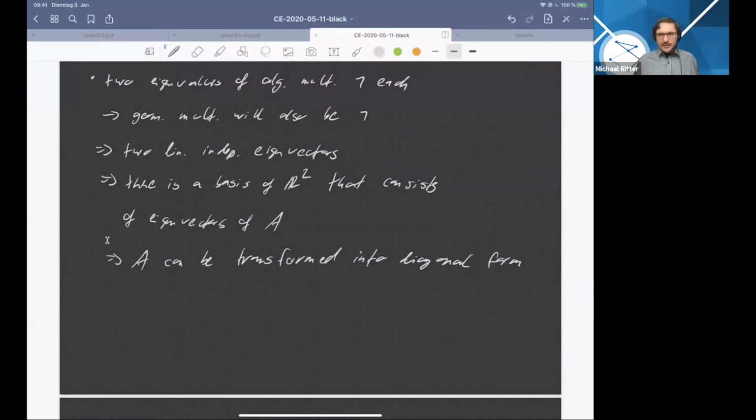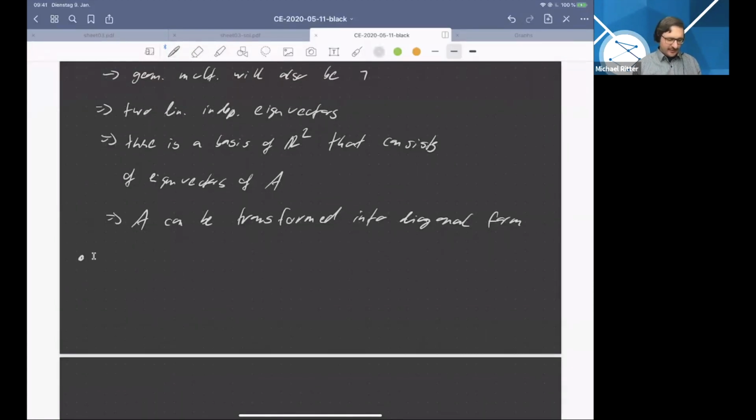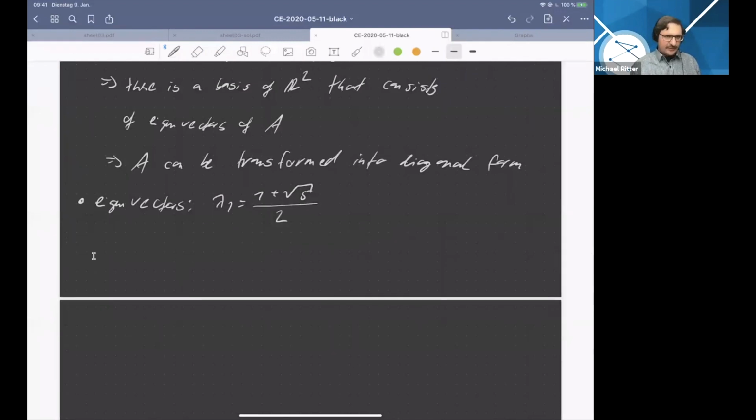Okay, so it's possible to do this. We just don't know how because we don't know the eigenvectors yet. And next we are going to compute those. So the next part will be computation of the eigenvectors. Let's start with lambda 1. Lambda 1 is 1 plus square root of 5 over 2. Okay, I'll show this lambda 1. Lambda 2 is basically the same thing.